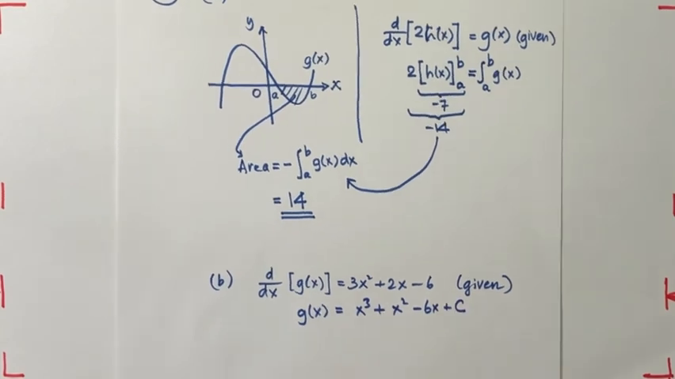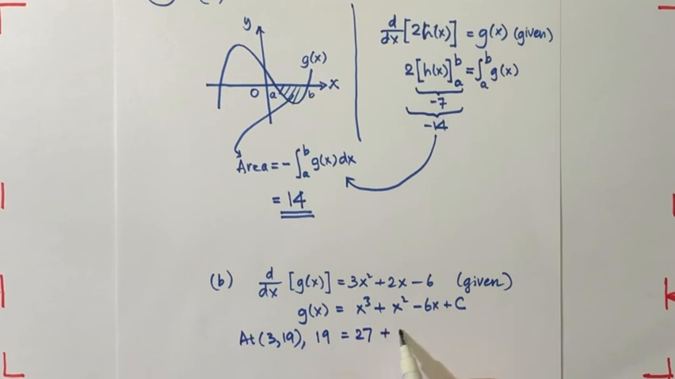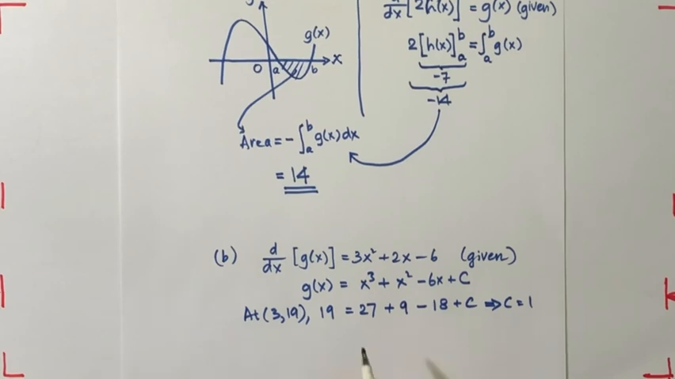And we're also given that this curve goes through the point (3, 19). So at (3, 19), we have 19, which is g(x), equals 3 cubed, which is 27, plus 3 squared, which is 9, minus 6 times 3, which is 18, plus c. And you can work that out, and we find that c is equal to 1. Therefore, the function g(x) is x cubed plus x squared minus 6x plus 1. And that is the answer for part B.